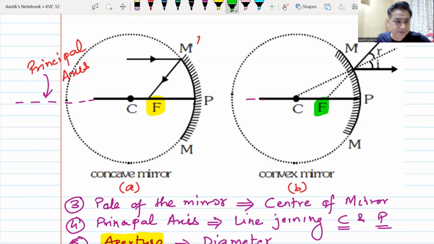Yes, my dear friends, what is the definition of principal focus? You know it. I know that you know it, so don't worry. Yes, bacha, I can't hear you. Sorry.